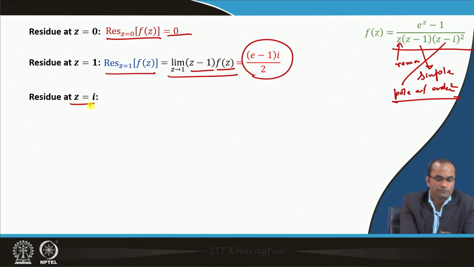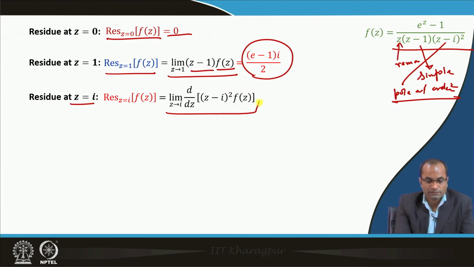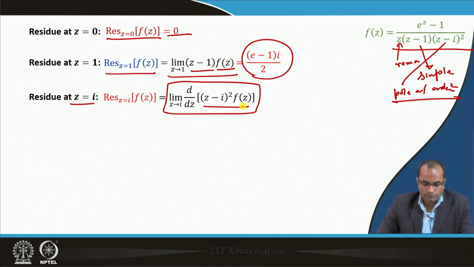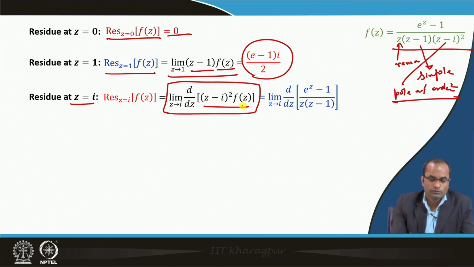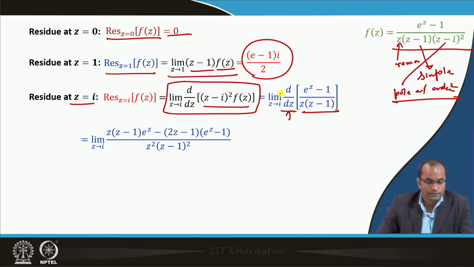z equal to i, we know it is a pole of order 2, and then we have to get the derivative once of the (z minus i) square f(z) term. If we do so, the derivative of the square means this (z minus i) square will be removed from this function now. So, e power z, (z minus 1), z, we have to get the derivative, and then we have to take the limit as z approaches i.